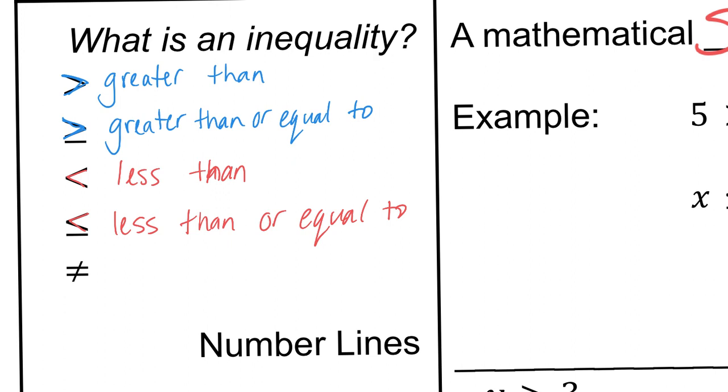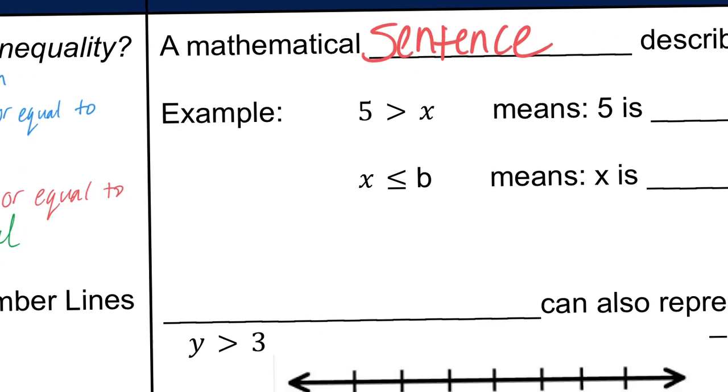So those are the inequality symbols that we're going to work with a lot. But there's one more that's interesting, and it's an inequality where literally it just means not equal. So that slash through the equal sign is what makes it not equal. Okay, now for some examples.